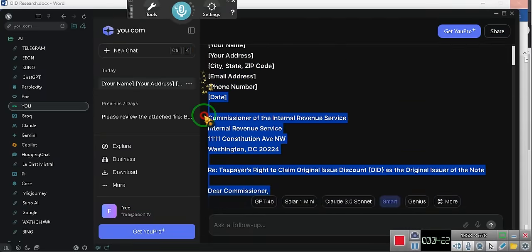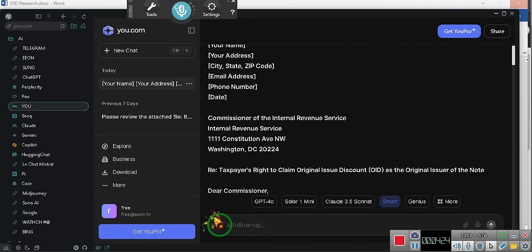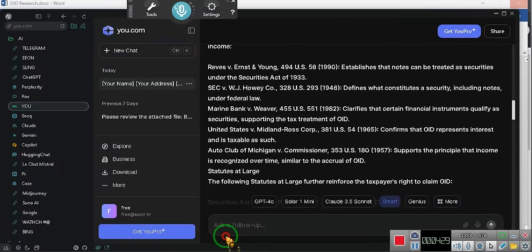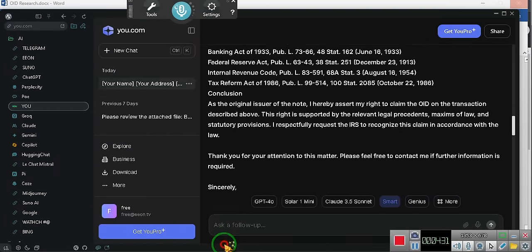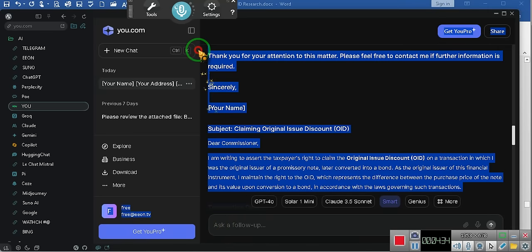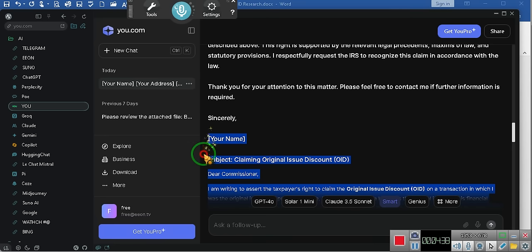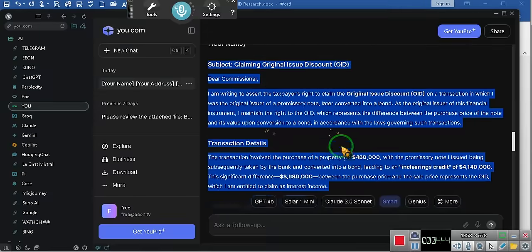I don't want to mix the two letters. So yeah, I'm mixing two letters, and I don't want to mix the two. I want to just do one. So come on. Maxims of law. There we go. Keep going. That's what I want, right there. Thank you for your attention to this matter. Sincerely, your name, subject. That's what we're doing. I don't know why I did it that way.